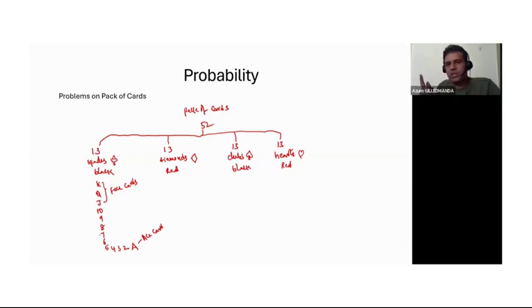So the pack of cards consist of 52. Out of 52, they are divided into 4 sets: spades, diamonds, clubs, and hearts. Now, the black color cards are two, spades and clubs. The red colors are diamonds and hearts. Okay. Now, based on this, we will see what kind of problems we will get, right?